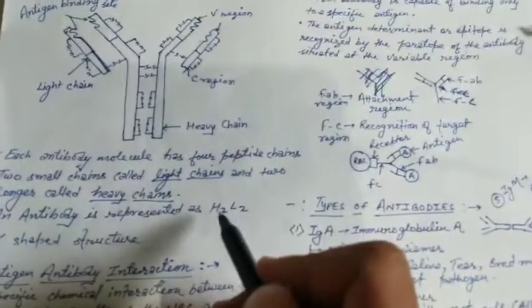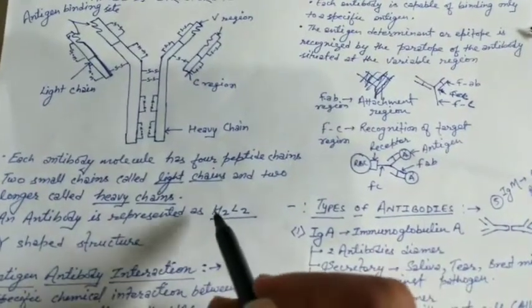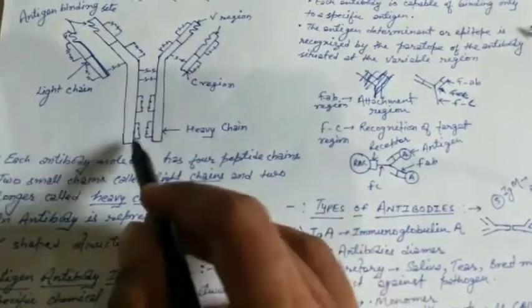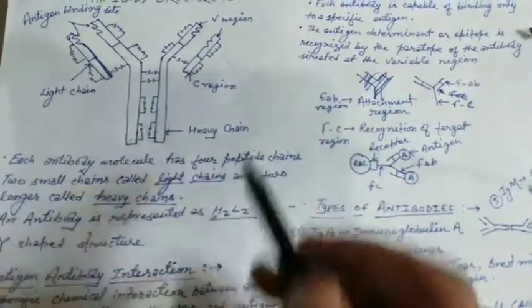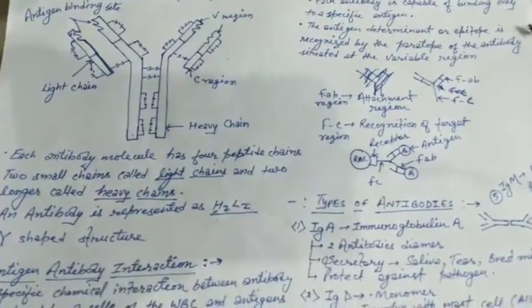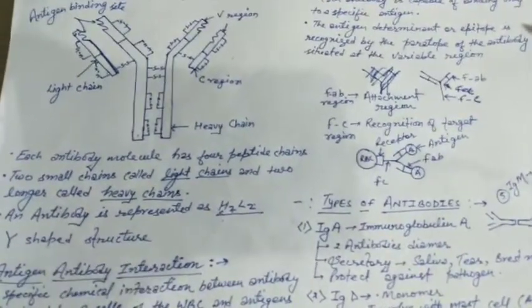ये क्वेश्चन पूछा भी जाता है. Why antibody is called H2L2? H for heavy, heavy chain 2, light chain 2, heavy chain 2 and light chain 2. So the antibody is known as H2L2 molecule. It is always a Y-shaped structure.